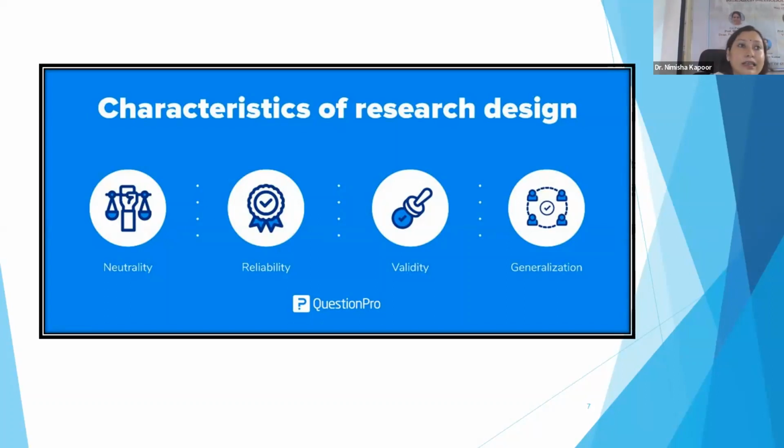So not only researcher's bias, there can be respondent's bias, there can be bias which might arise because of the wrong kind of context or the environment where the data is being collected, and so on and so forth. There can be a lot of biases. So the first primary objective would be to make sure there is as little bias, or our research is as neutral as possible. Reliability and validity are the two biggest words that we face in research, and we will talk about reliability and validity a little later.